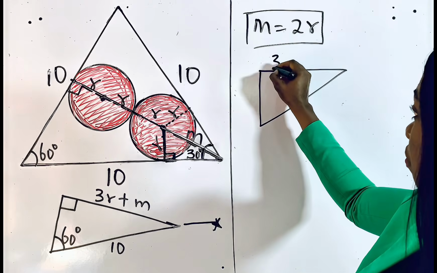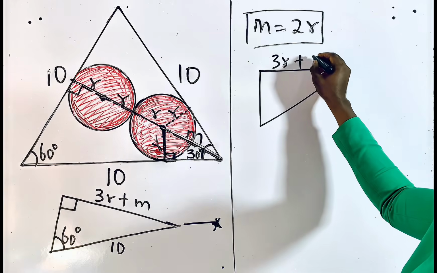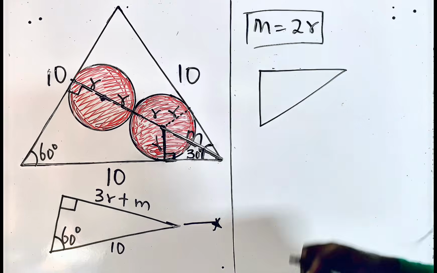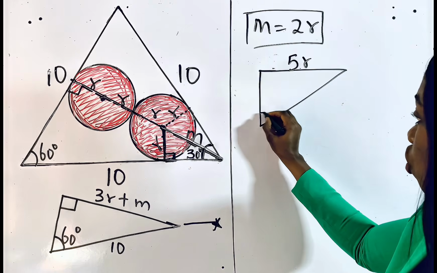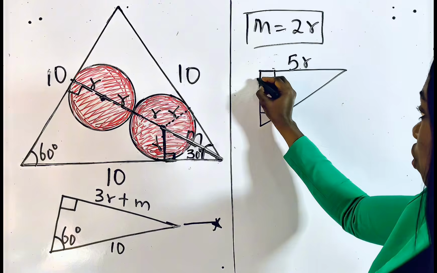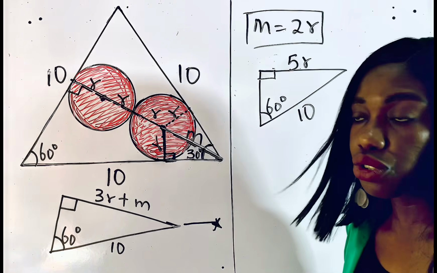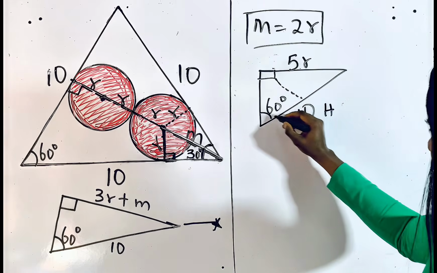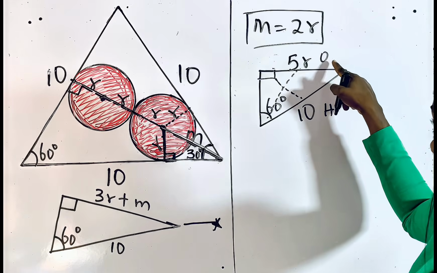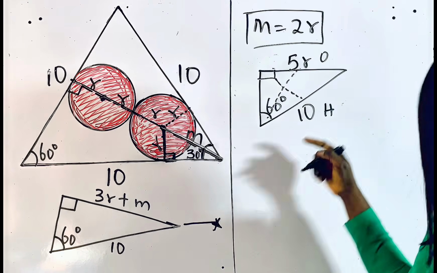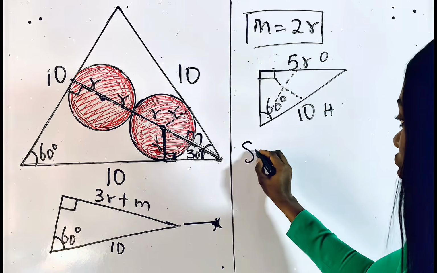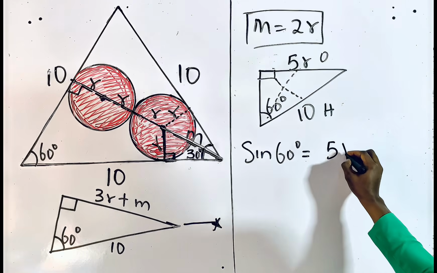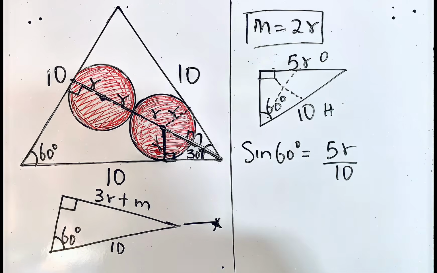So we have 3r plus our m, which is 2r. And when you add this, it gives you 5r. So we have 5r here. And this angle measures 60 degrees. Right angles here. This length is 10. What do we do? Still use your trig ratio. Remember that this side is the hypotenuse. The side opposite to the angle is the opposite side. And when you work with opposite and hypotenuse, use your sine. So we are going to have sine of this angle 60 is equal to the opposite, which is 5r, divided by the hypotenuse, which is 10.